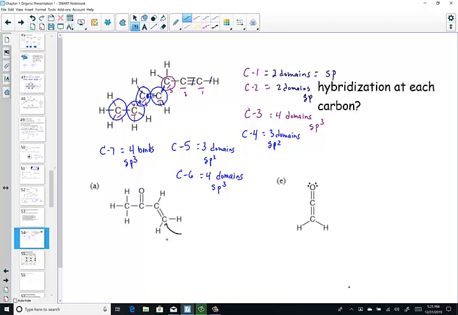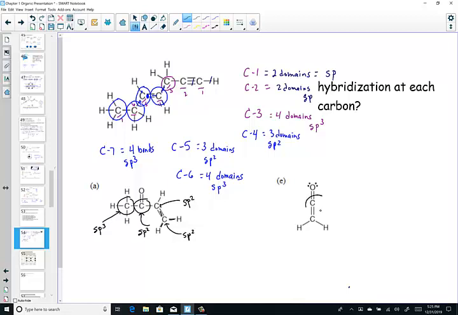Let's try this carbon here. I count 1, 2, 3 domains. That's sp2. This carbon is also sp2 with 3 domains. This carbon has 3 domains. It is also sp2. And finally, something different here. That particular carbon has 4 domains. So it's sp3 hybridized. It becomes easier if you just practice.